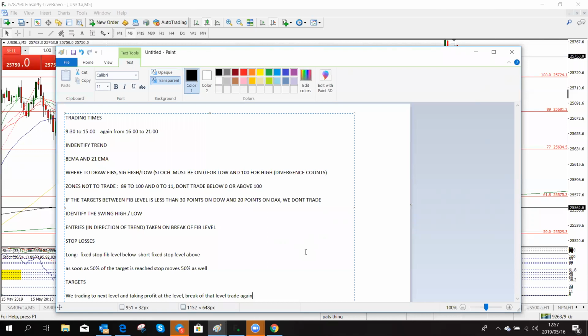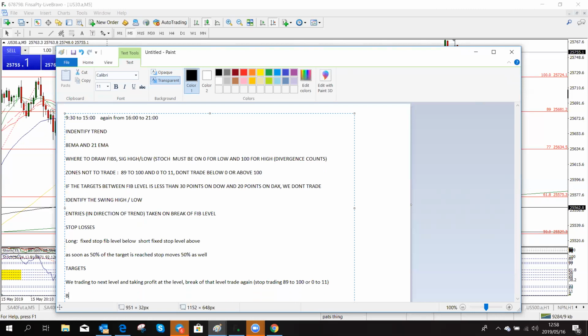Okay, so we keep on trading. We stop at the 89. 89 to 100 or 0 to 11, between those levels, we don't trade. If we do break, move the fibs. So break of 0 or 100, move the fibs.